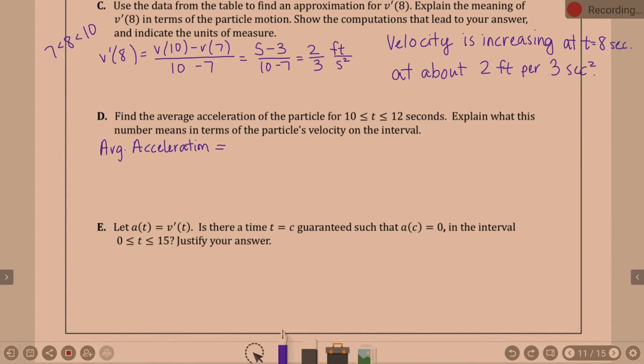Okay, so traditionally, V of 12 minus V of 10 over 12 minus 10. What are my values? V of 12 is 3 minus V of 10 is 5 over 12 minus 10. Negative 2 over 2, which is negative 1. Negative 1 what? Feet per second squared again.